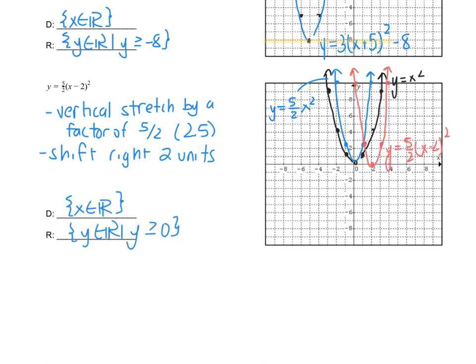All right, so once you've shifted your parabola, there should be some overlap, but there it is. Your domain should be x is an element of all real numbers, and for your range, y should be greater than or equal to 0 because your parabola is opening up and the minimum value is 0.